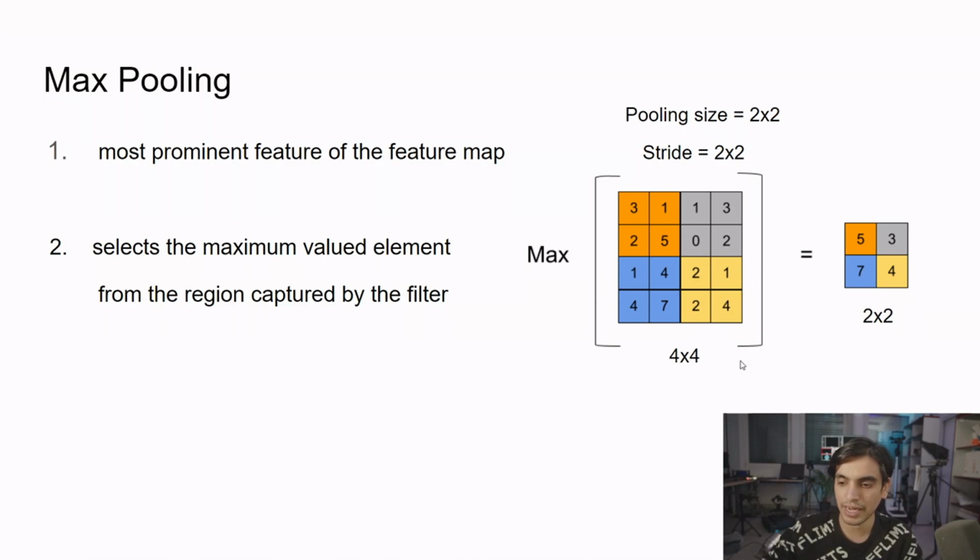So this is how pooling actually reduces the dimension of the image from a bigger dimension into a lower dimension by taking the best or the most prominent features from the image in max pooling.